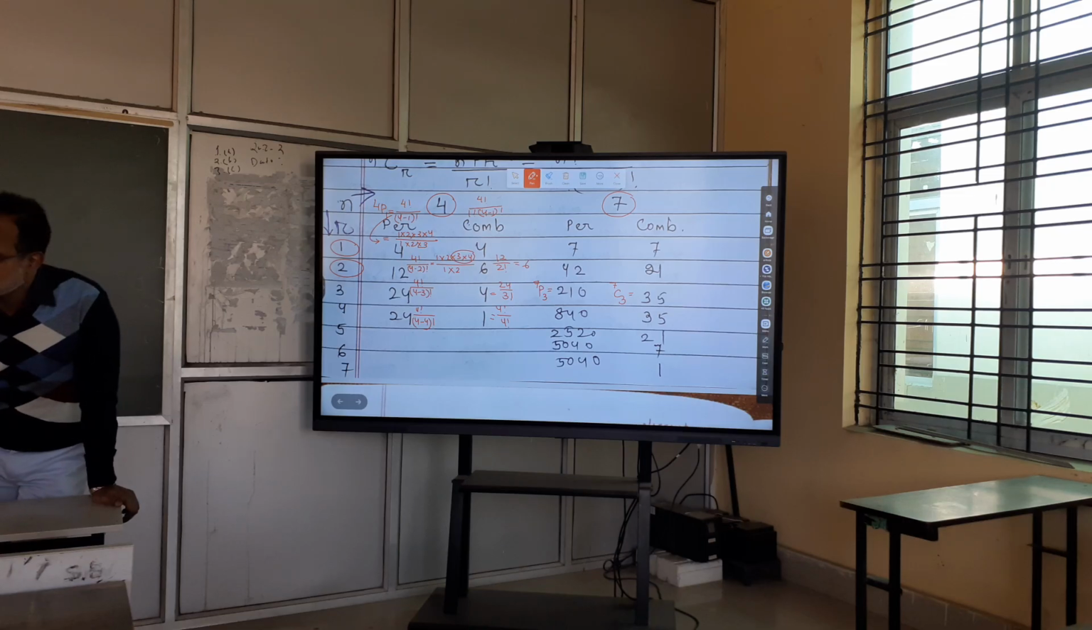Now for combination it will be 7 factorial divided by 7 minus 3 factorial and 3 factorial. So you have got 210 divided by 3 factorial, which is 6. 210 divided by 6 is 30. Okay.